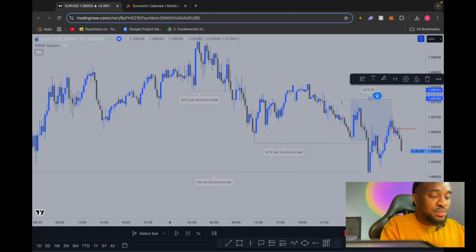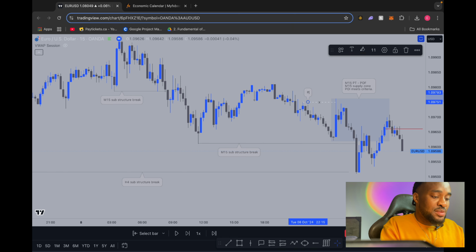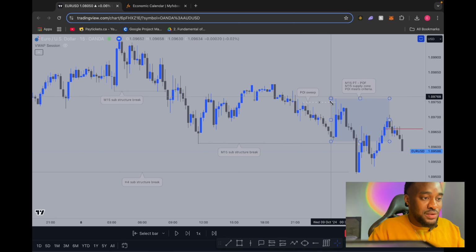M15 pro trend, pro order flow, M15 supply zone, POI meets criteria, POI sweep, which is point of interest sweep or inducement sweep, anyone you want to call it. All you got to know is that it took liquidity before it broke the structure. This is liquidity that it took before it broke this structure here. It's a strong supply zone because this area took liquidity before it broke the structure. Now you can sell from this area.